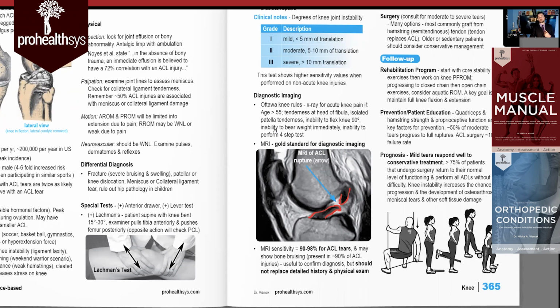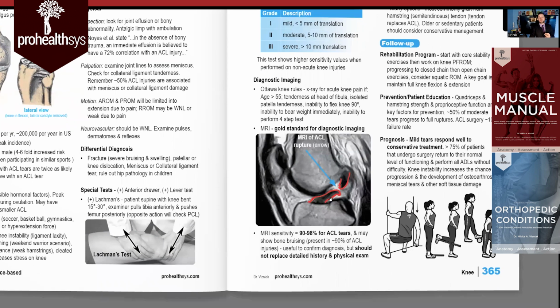MRI is the gold standard, although ultrasounds are quite good as well now if you have a good quality ultrasound unit. But what are we looking for? 90 to 98% of ACL tears will show up, and here I've just drawn it out so it's super obvious for people to see, will show up on MRI.